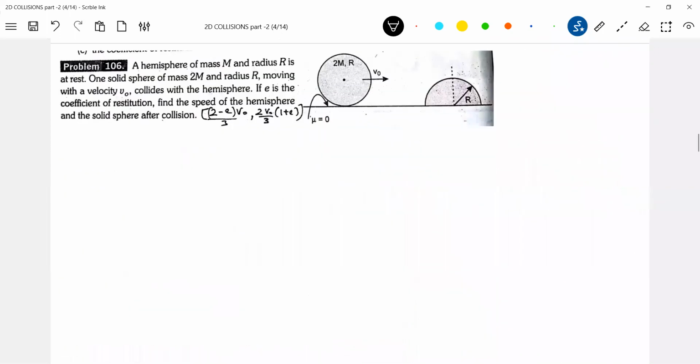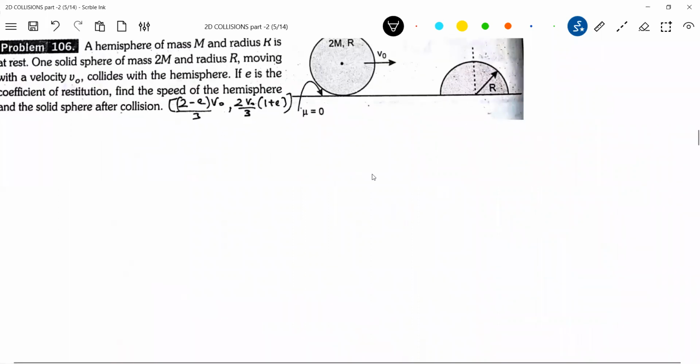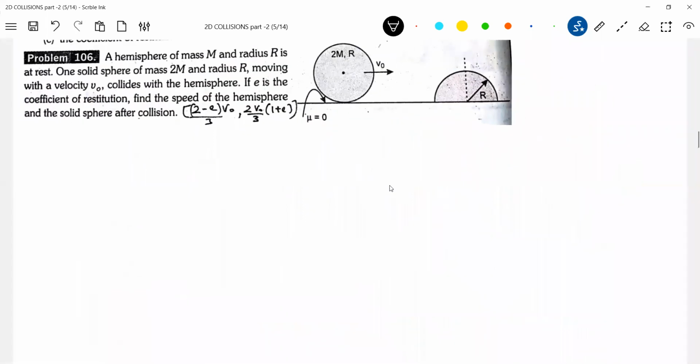Let's take the next condition. Even for drawing the diagram, everyone finds it difficult because exact geometrical conditions are needed, so you have to be a little bit alert. Now let's take two different objects colliding: one sphere, another a hemisphere.